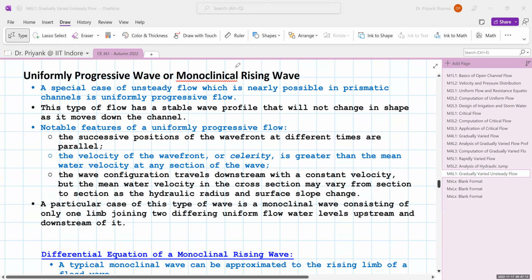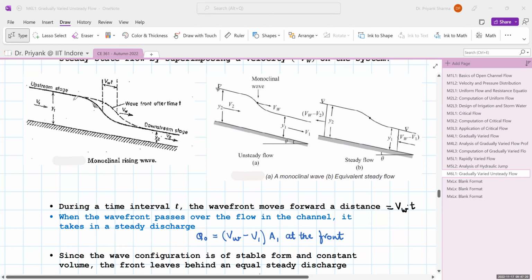I'll take you to that diagram. This is the diagram where you can see the wave front which is being developed. As it moves down the channel, it will translate. It will not change the shape, but it will translate the same shape as it moves downstream. So it will be a translation motion. Essentially, that wave feature is not changing as it moves downstream.